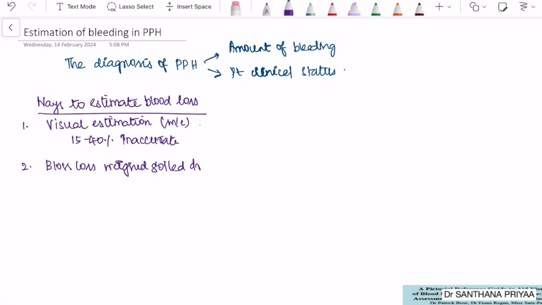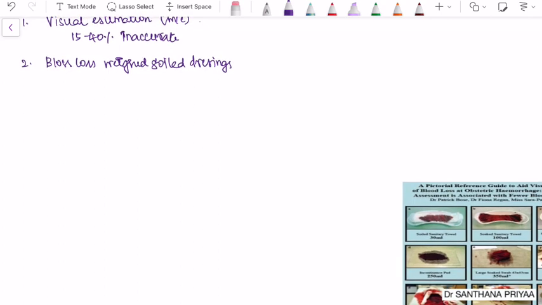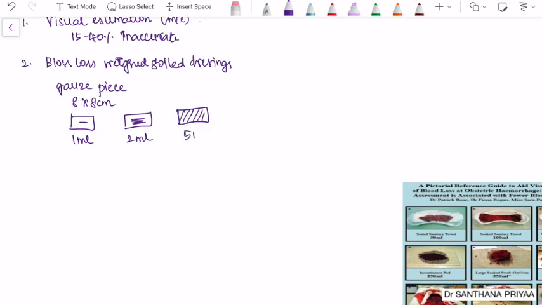Cloths or dressings or pads which we use in our labor room. Most commonly we use a gauze pad. If the size is about 8 by 8 centimeters, if it is a little bit soaked, then it is 1 ml. If it is partially soaked, then we will give 2 ml of blood loss. If it is completely soaked, then it is 5 ml. If 10 such fully soaked gauze pads, it will be around 50 ml of blood loss.